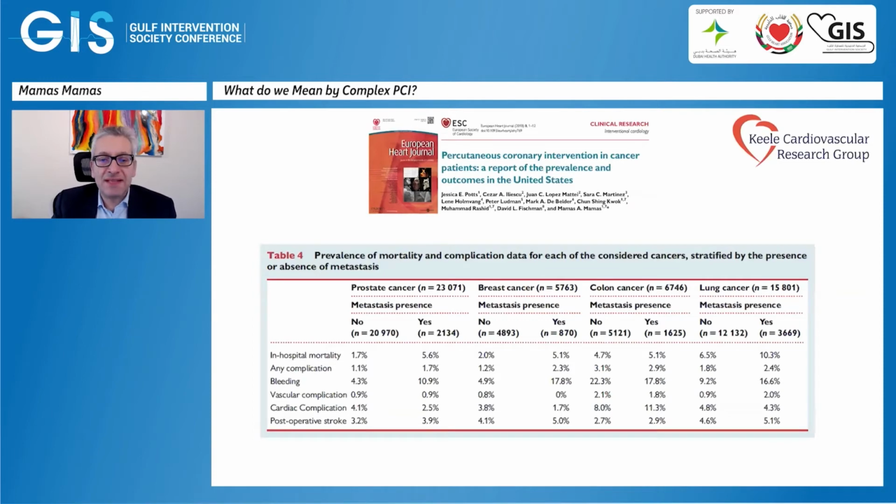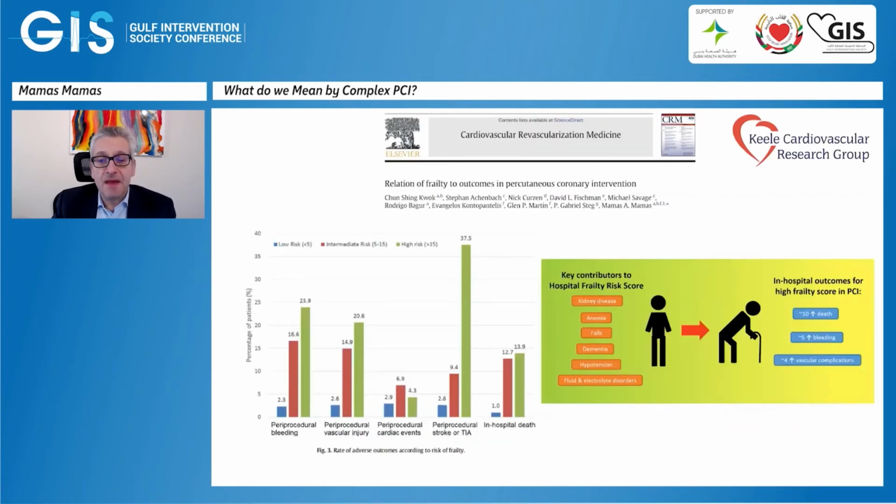These are patients with cancer. This is an analysis that we published a year or two ago showing high complication rates in patients with cancer, particularly when you have metastases of close to 10%.